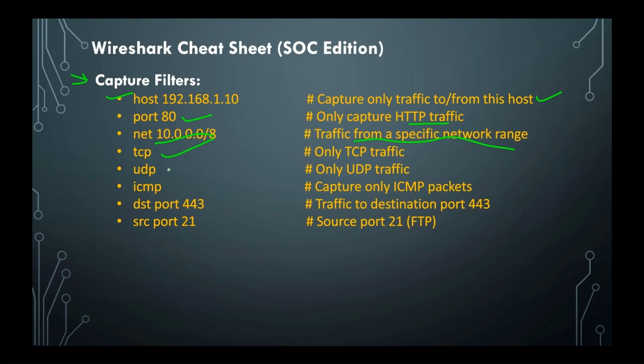Then also we have some filters like TCP, UDP, ICMP. So this will capture only the TCP, UDP, and ICMP packets. Then destination port 443. So this will capture only the traffic with destination port 443. Source port 21. So this is going to capture the FTP traffic only.